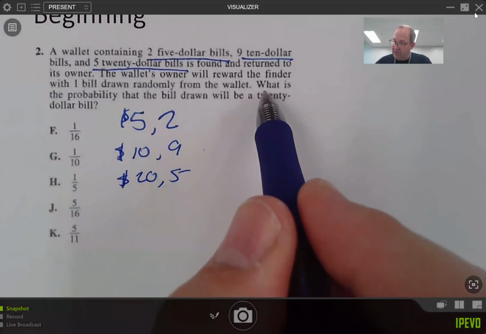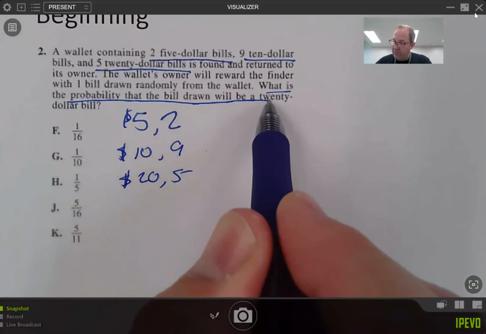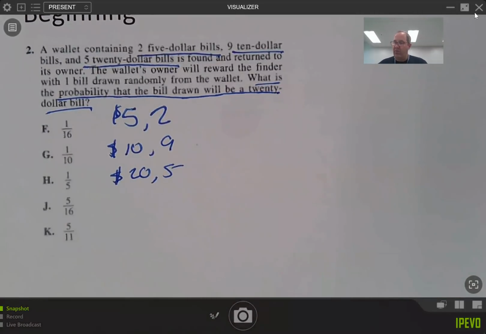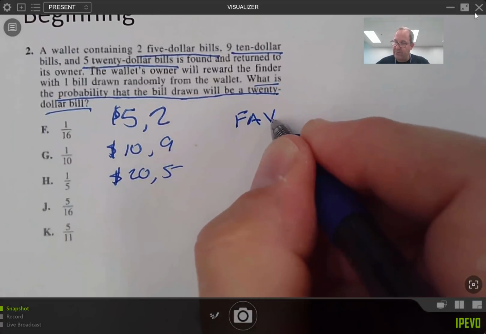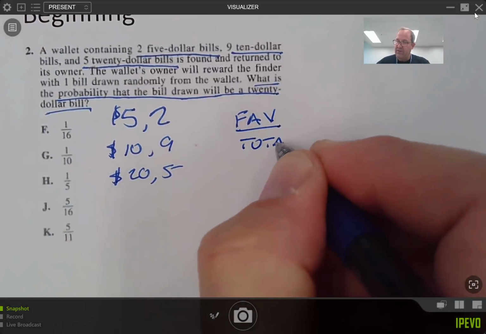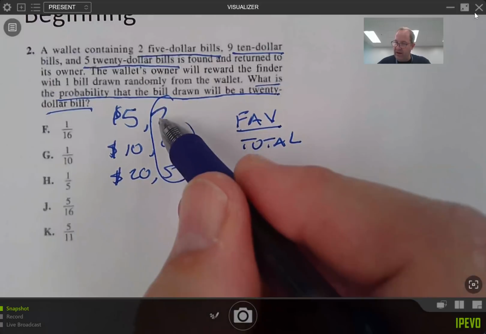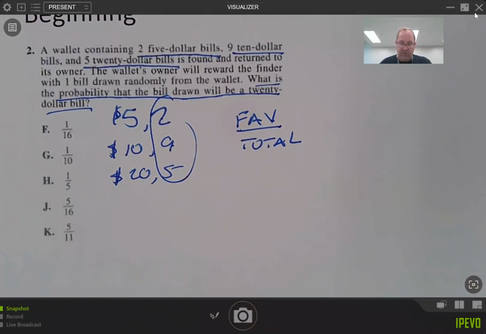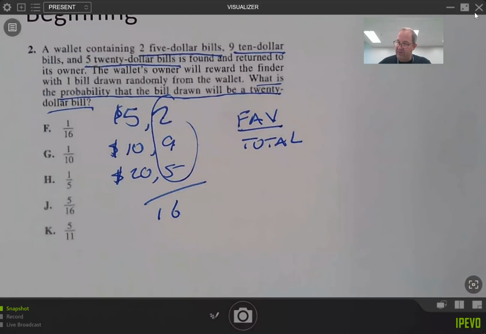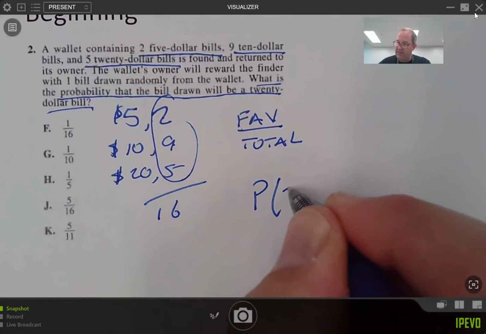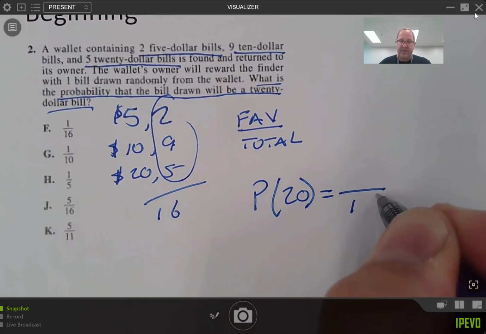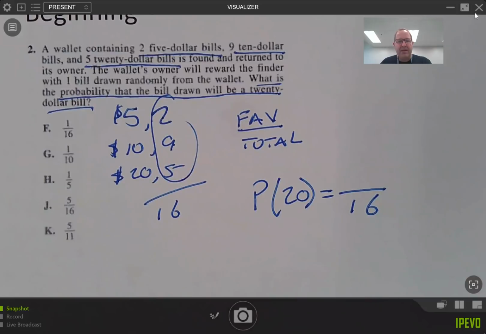Question says, what is the probability that the bill drawn from the wallet will be a $20 bill? Well, probability is always defined as favorable over the total amount. So in this wallet, how many bills are there? Well, there's 2 5s, 9 10s, and 5 20s. That's a total of 16 bills. So for the probability of getting a $20 bill, 16 would be in the denominator. Now, favorable. How many different $20 bills are there? Well, there's 5 of them. So the answer should be 5 over 16. That would be letter J.